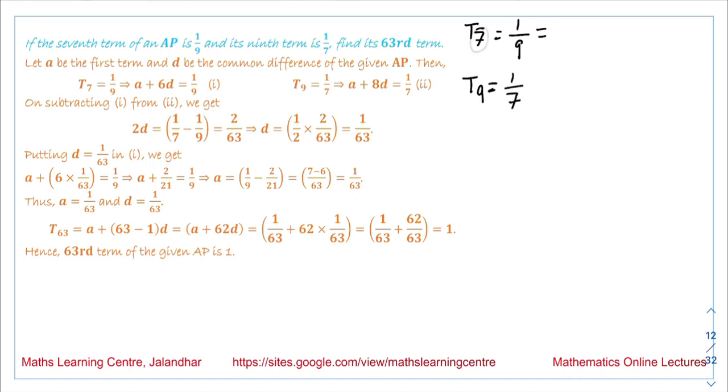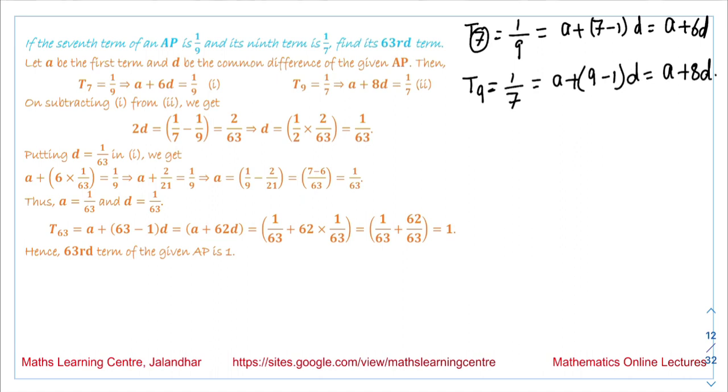The formula we know, when we are talking about the 7th term, is A plus (7 minus 1)D, that is equal to A plus 6D. This is A plus (9 minus 1)D, that is equal to A plus 8D. So we have two equations now. One is A plus 6D is equal to 1 by 9, and second is A plus 8D is equal to 1 by 7.